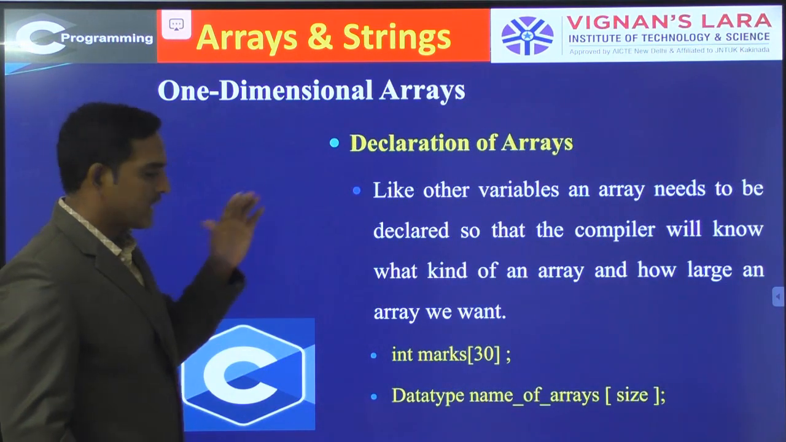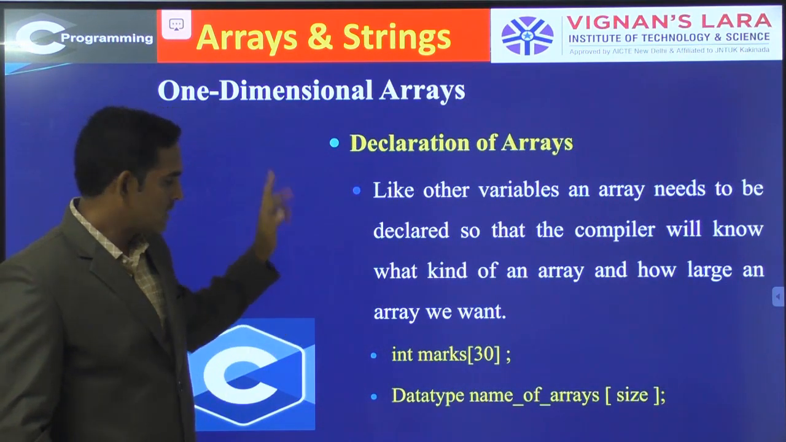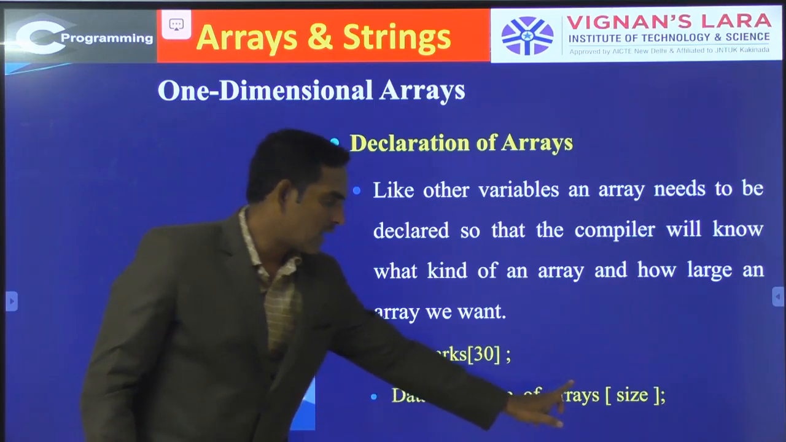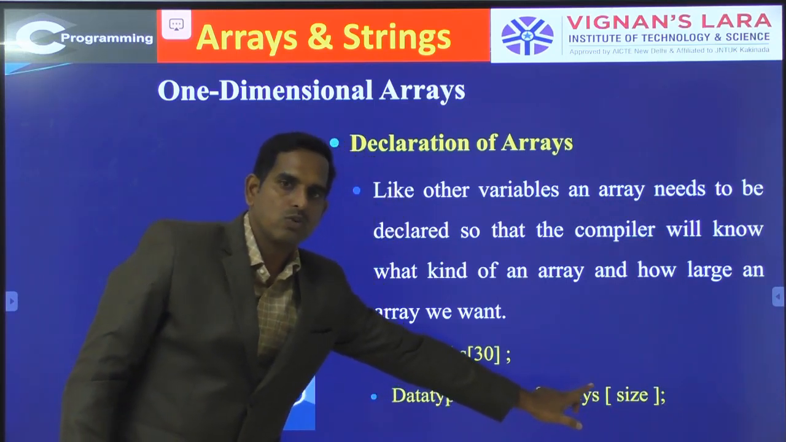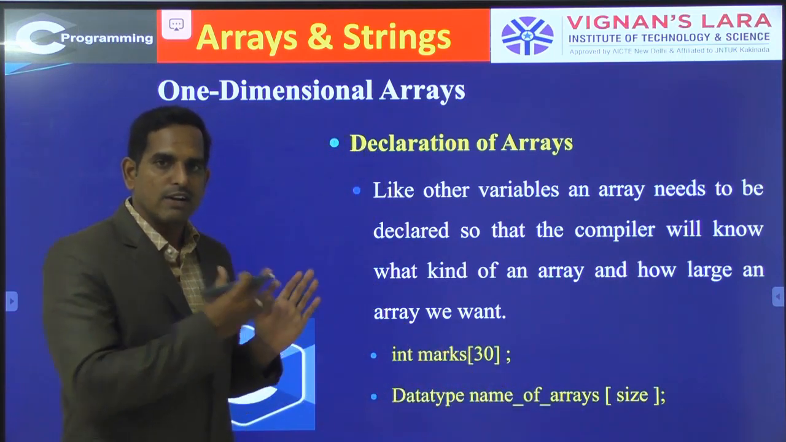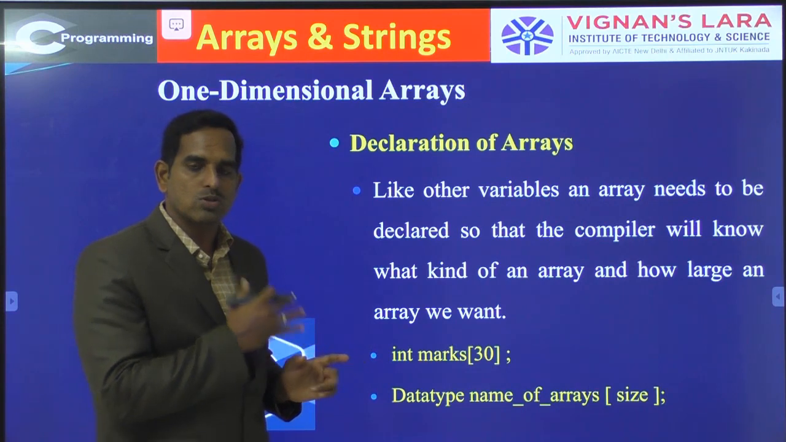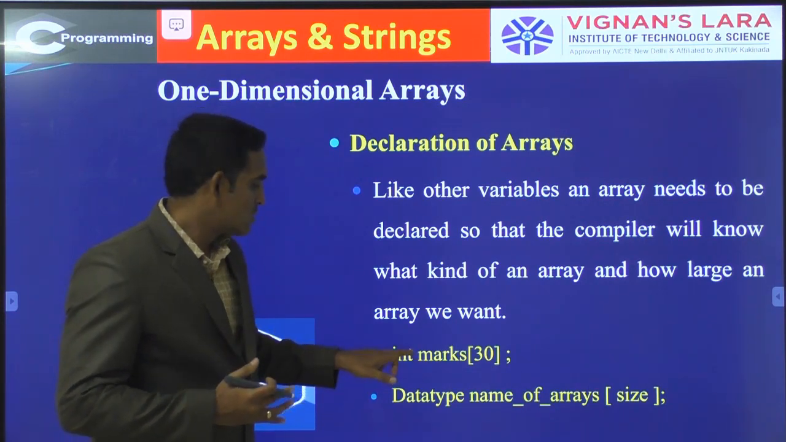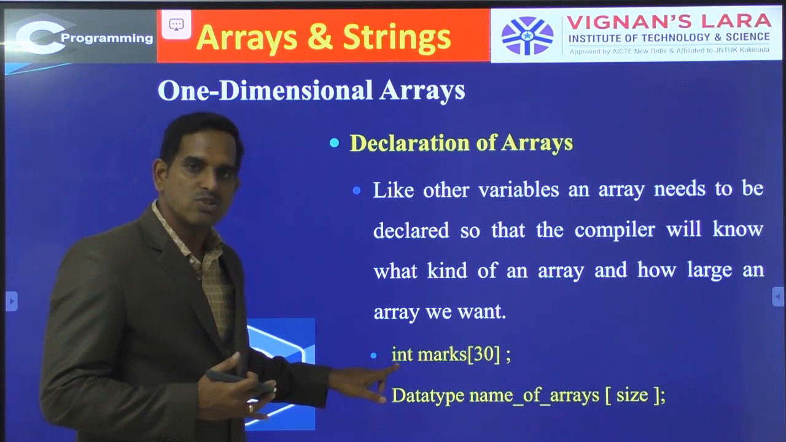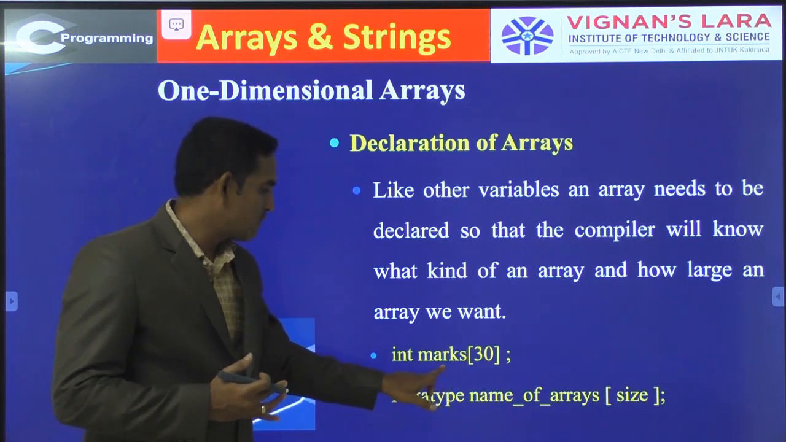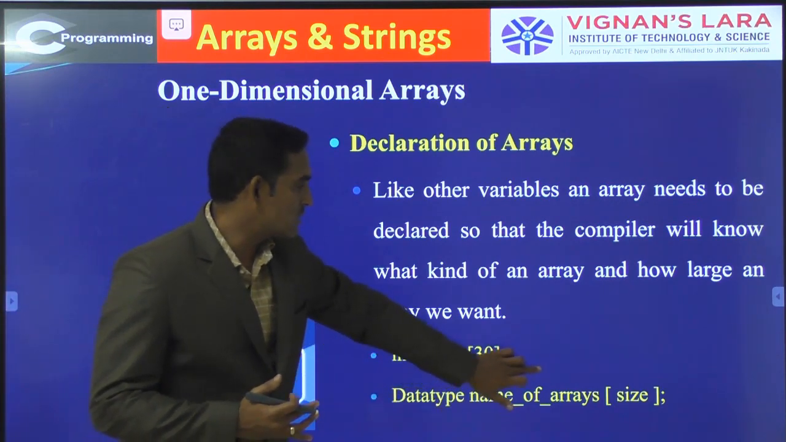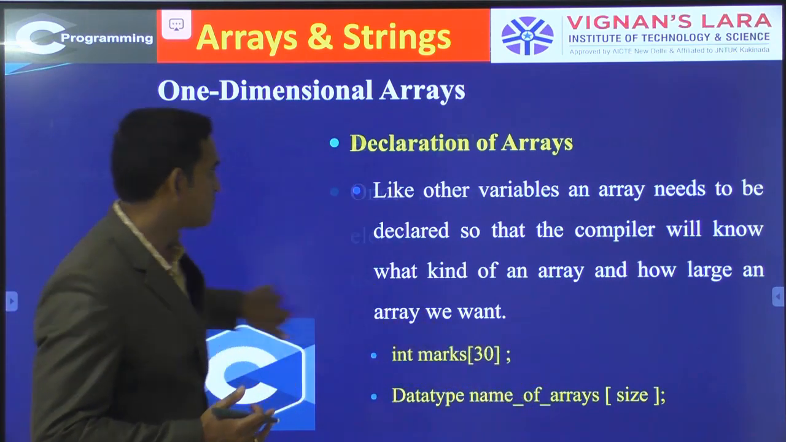I told you the declaration of your one-dimensional array. You have to use the data type followed by the name of the array, and you have to specify the size. Without specifying the size in the declaration, the compiler will get confused about how many elements it has to store and it will give you an error. So initially you have the data type, the name of your array, and then you specify the size. That is the declaration of your arrays.